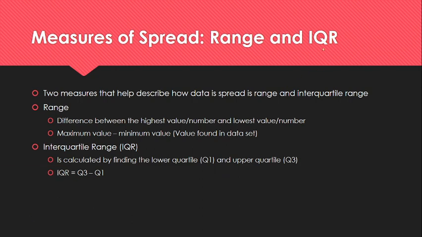Now I'm just going to write it in yellow because I think it's better than red. So two measures that help describe how data is spread are range and IQR. Range is the difference between the highest value or number and the lowest value or number, so maximum minus the minimum. This value is found in the data set. Interquartile range, IQR, is calculated by finding the lower quartile, Q1, and the upper quartile, Q3. So the formula is IQR equals upper quartile minus lower quartile.